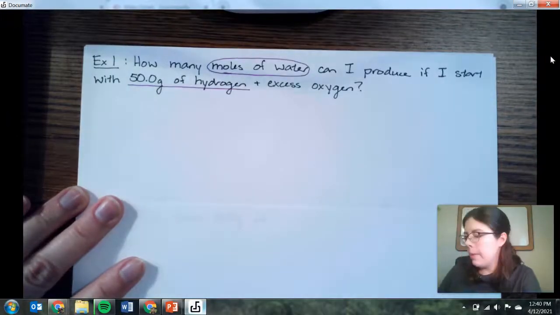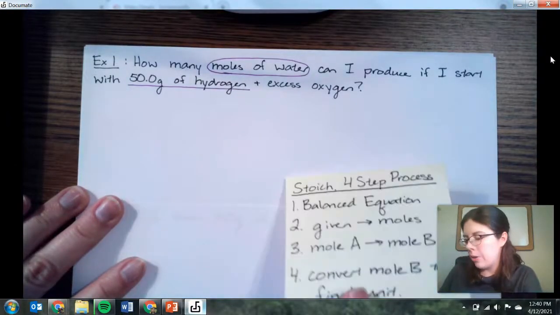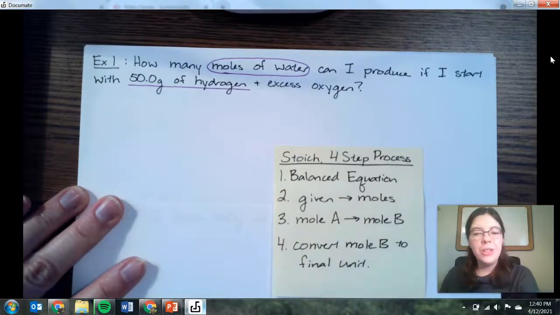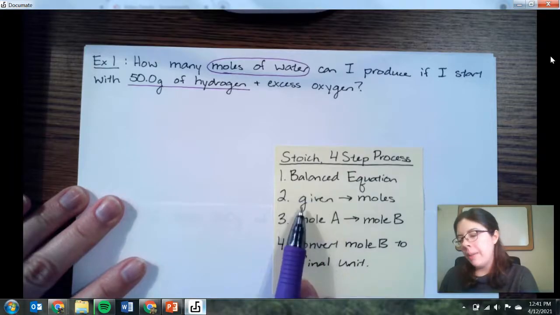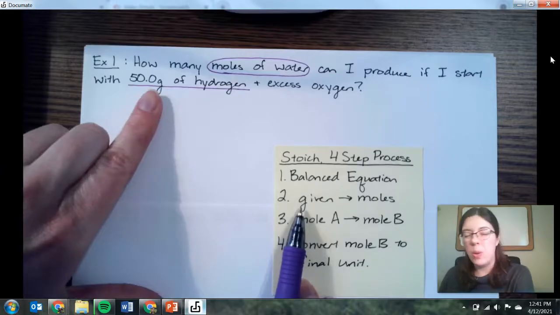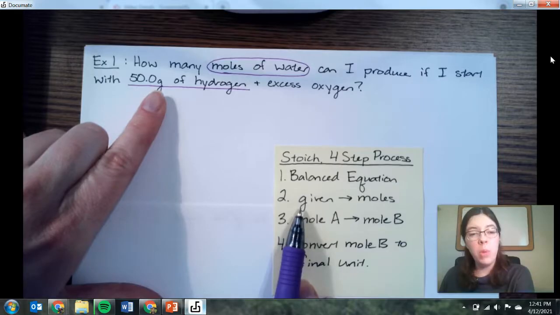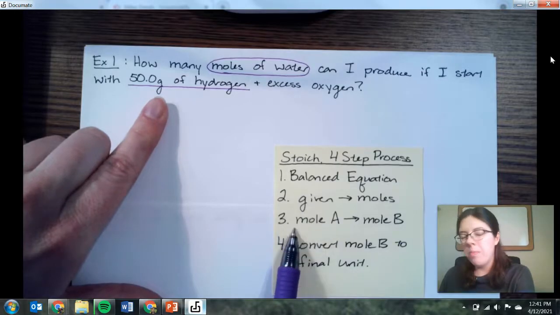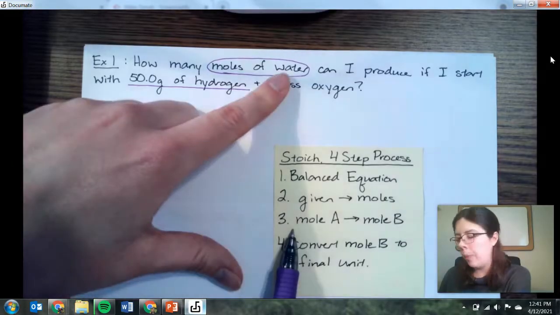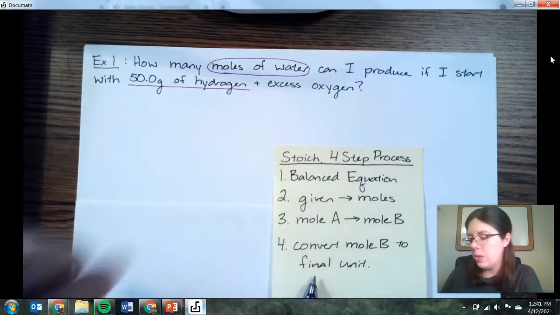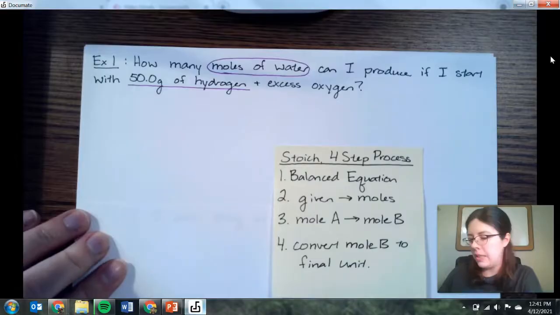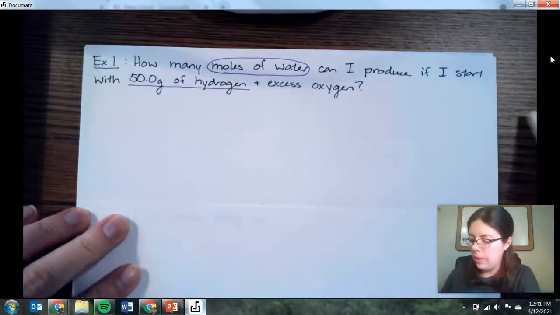Okay, so if we think about the four-step process for stoichiometry problems, the first thing I need to do is write or find a balanced chemical equation. Next thing, I'm going to take my given and I'm going to convert it into moles. So I need to get this grams into moles. Then I'm going to go from moles of my given, which is hydrogen, to moles of the thing I'm trying to find, which is going to be my water in this case. And then I'm just trying to find moles of water, so step 4 is already done for me. So let's go ahead. We need to first write a balanced equation. So let's do that first.